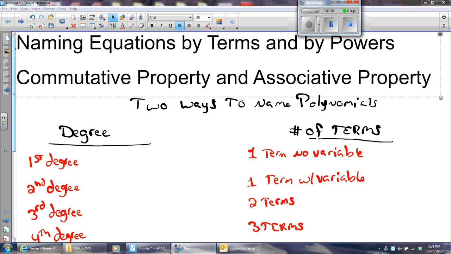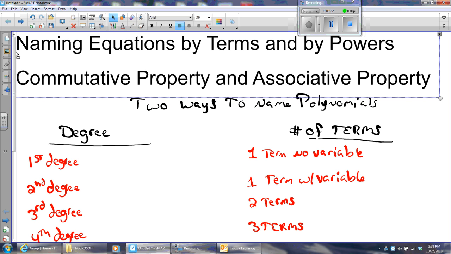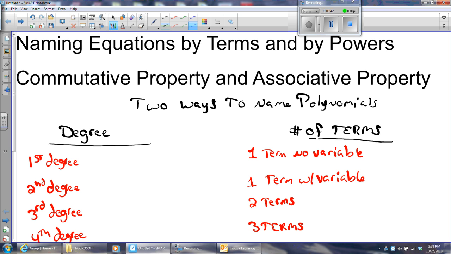All right, so let's get right down to it. There's two ways to name polynomials. The first way is by their degree. And if something is to the first degree, oh, by the way, how do we know where the degree is? The degree, like 32 degrees, the degree is up here, right? The degree symbol? Well, we count by the highest power, the highest exponent.